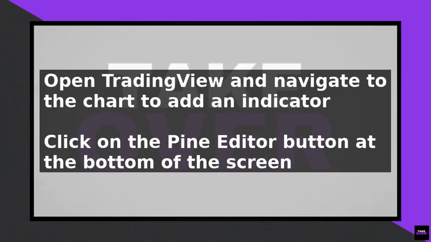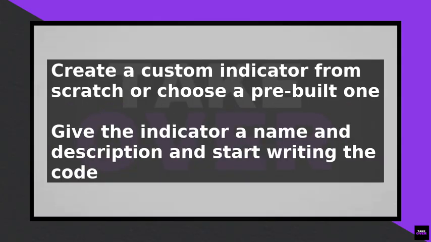In the Pine Editor, you can choose from a variety of pre-built indicators or create your own from scratch. If you want to create a custom indicator, click on the New button and select Indicator. Give your indicator a name and description, and then start writing the code for your indicator.